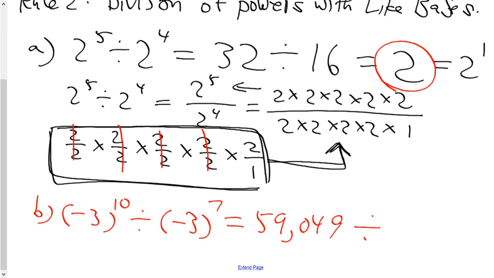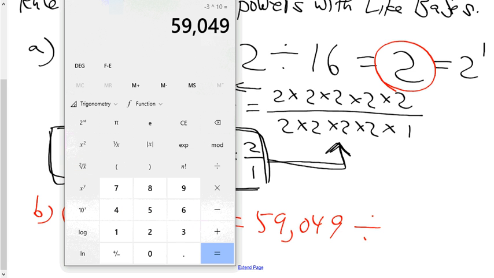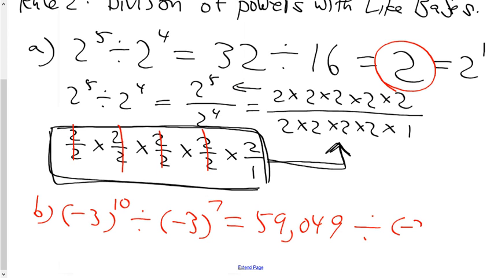59,049 divided by negative 3 to the 7 should be a negative number, right? Because it's an odd exponent. Divided by negative 2,187. Does anyone know what this is right off the top of their head? Can anyone guess what this is using your brain right now? Somebody think this through real quick. Not hard. You should be able to do it.